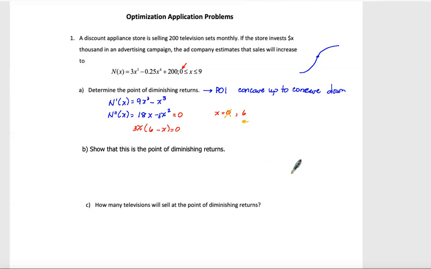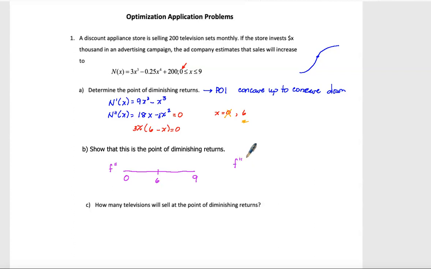Now letter B, show that this is the point of diminishing returns. So that means we have to show that at x equals 6, the concavity changes from concave up to concave down. So we have to use the second derivative sign chart. So here is your 6, that's the point of inflection. So you want to get the sign of the second derivative, from 0 to 6. What we want to do is test a point that's between 0 and 6.